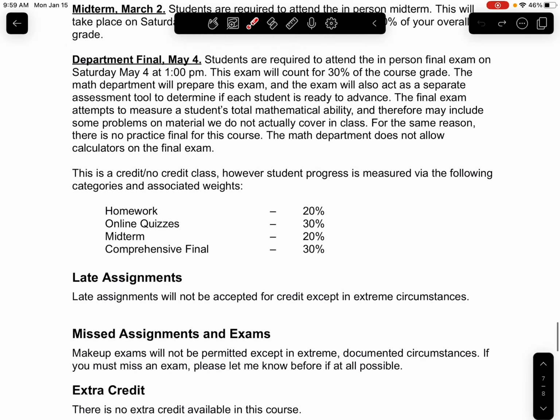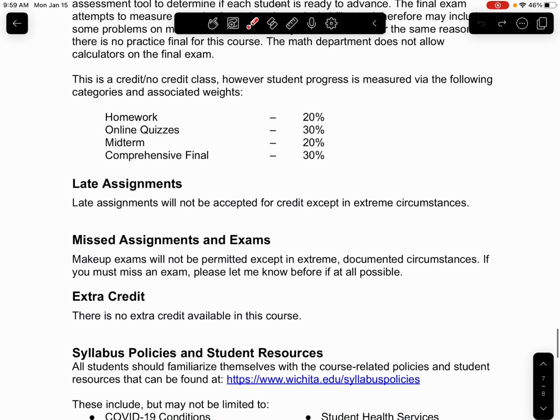I'll talk about the midterm and the final in just a second, but I want to talk about the grading structure here. 20% of this class is going to be based on homework, okay? So that's those completion grades I just talked about a minute ago. If you complete all of the homework, you will receive full credit for this 20% of the class, okay?